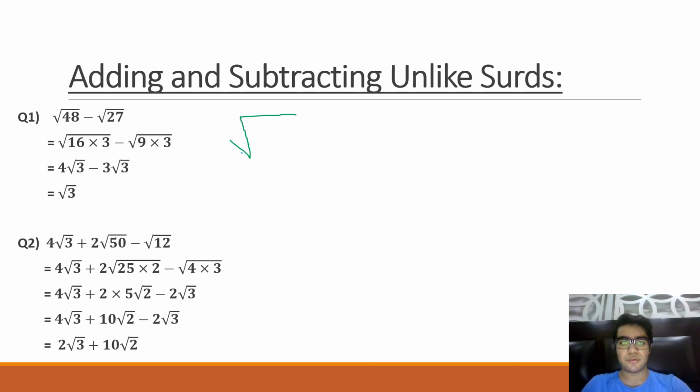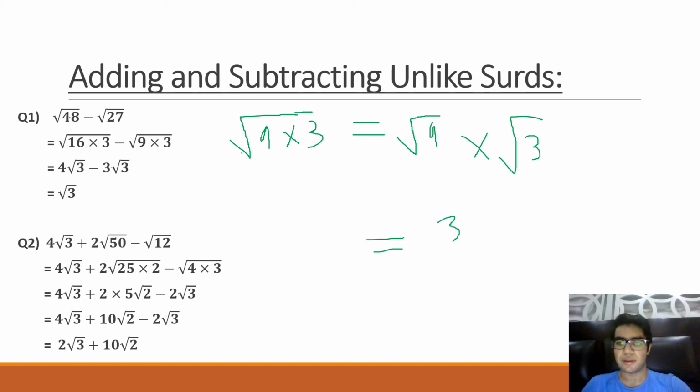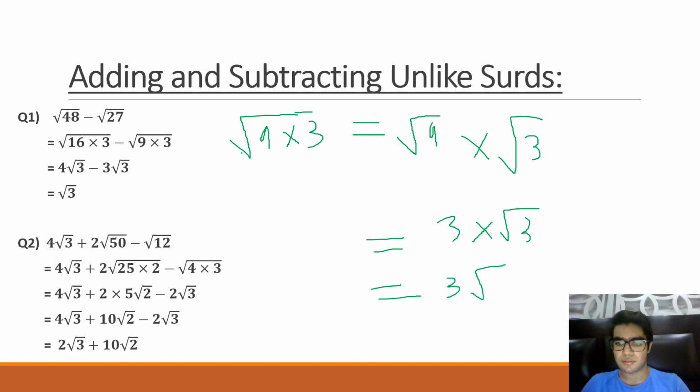And root 9 times 3, this basically means root 9 times root 3, and you can simplify root 9. Square root of 9 is 3, so you bring 3, and it's multiplied with square root of 3. Okay, and you simplify it even more, it becomes 3, and you leave the square root like that. So this is how you solve it.